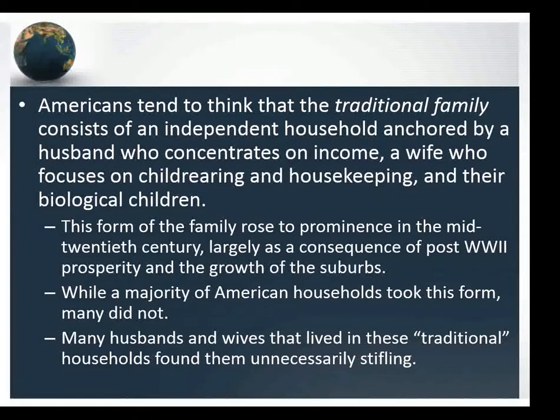Adding to the development of this is the development of the suburbs. People are moving out of the big cities for the first time, and we have that huge population growth that led to what generation of people? What do we call that generation of people that were born post-World War II? The baby boomers, yes. So while the majority of American households did take this form, many did not. And what we can tell from a lot of research and studies at the time is that many husbands and wives that ended up living in these traditional households actually found them unnecessarily stifling.